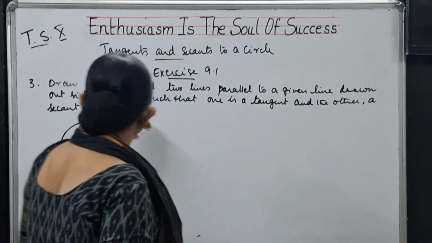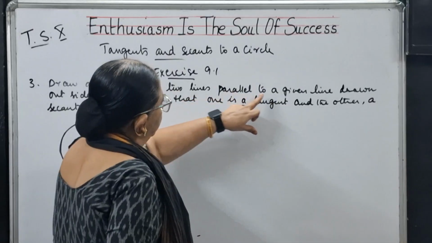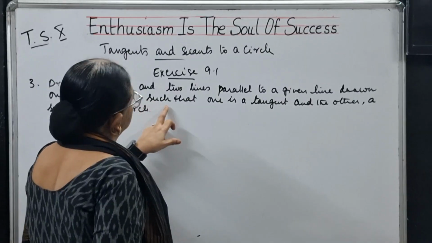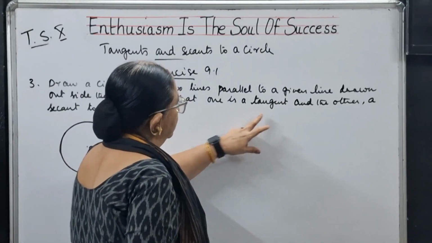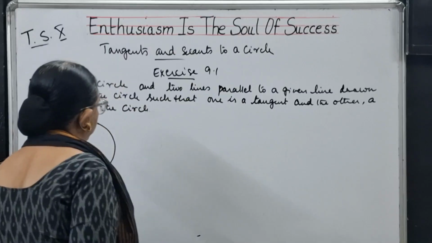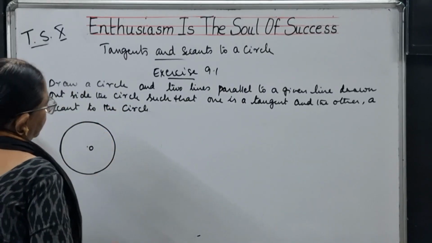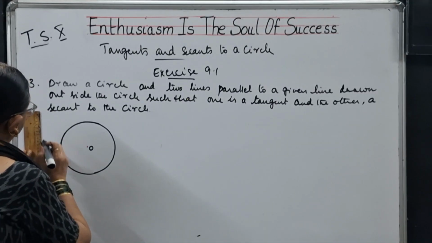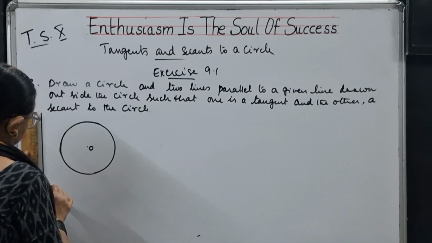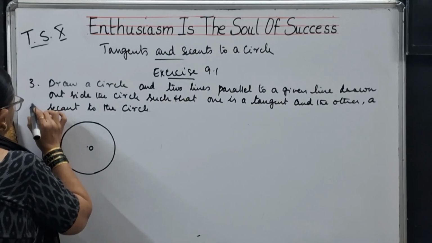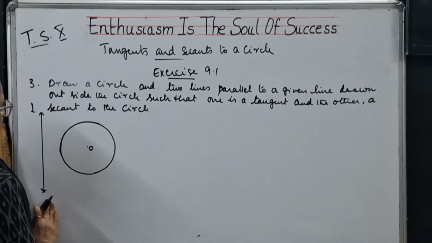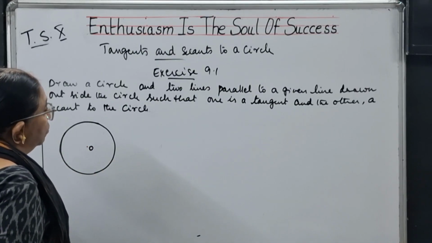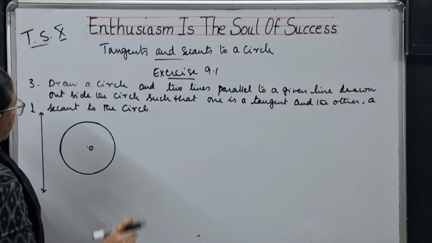Third question, children. Draw a circle and two lines parallel to a given line drawn outside the circle such that one is tangent to the circle and the other is secant. What is that? They have asked to draw a circle and two lines parallel to a given line drawn outside. So you are drawing a line outside. This is L, the line drawn outside. And for this, you have to draw parallel lines. How? One outside the circle such that one is a tangent to the circle and another one is secant.